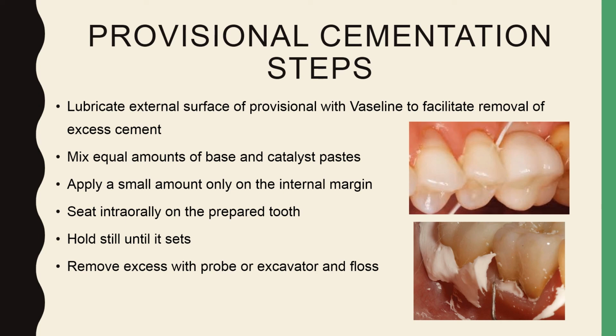The steps for cementing a provisional restoration start by lubricating the external surface of the restoration with Vaseline to facilitate removal of any excess cement. Equal amounts of the base and catalyst are mixed, with the modifier added if needed. Only a small amount is applied on the internal margin to provide good marginal seal and avoid incomplete seating. The provisional restoration is then seated intraorally on the prepared teeth and held still until it completely sets. Any excess is removed using a probe or excavator and floss.